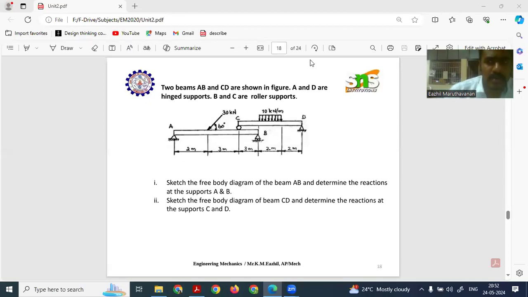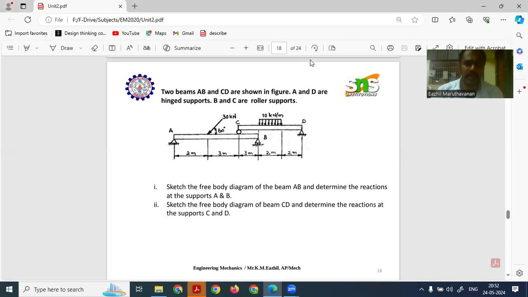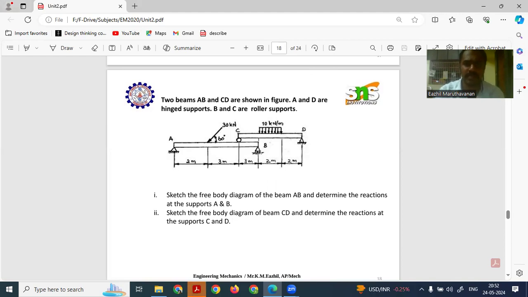Good morning. Today we're going to see the problems with the concepts of supports and loads. In this image, we are able to see clearly that there are two beams, AB and CD, shown in the figure. A and D are hinged supports, B and C are roller supports.